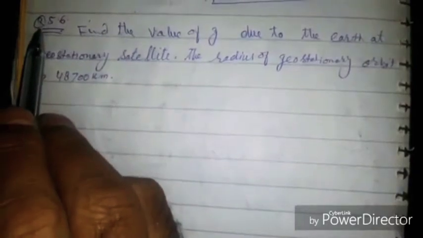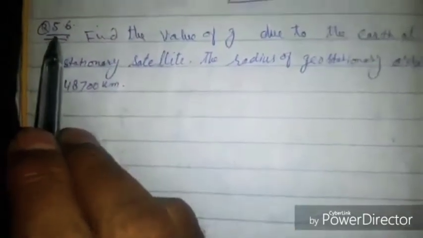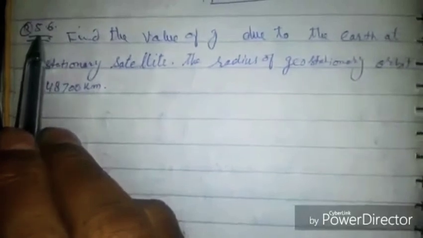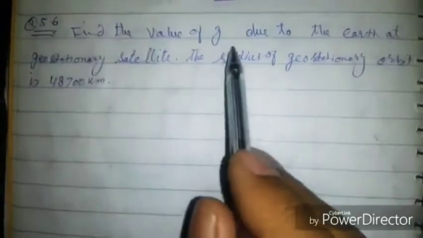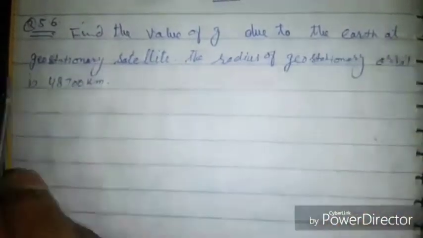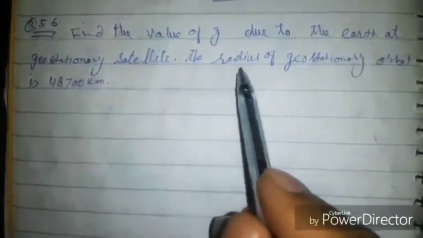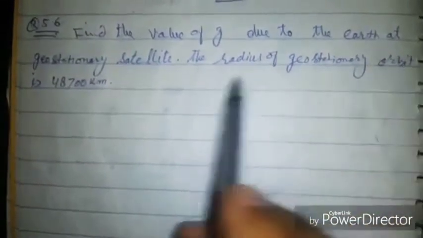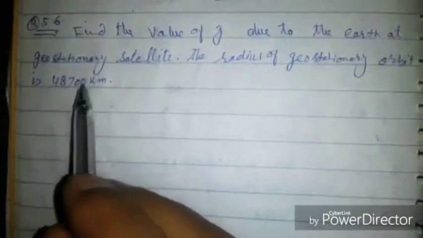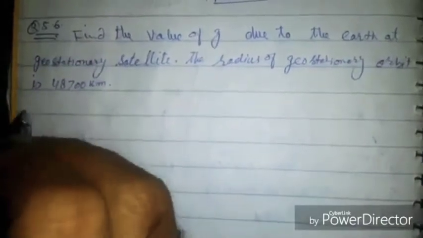Bismillahirrahmanirrahim. Today we are going to solve numerical number 5.6, 9th class, chapter number 5. Find the value of g due to the Earth at geostationary satellite. The radius of geostationary orbit is 48,700 km. Let's solve this.